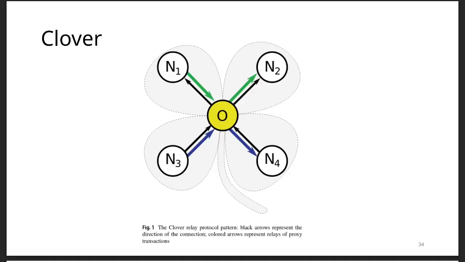Here is a diagram of how Clover works. The green arrow represents the transaction that the node has received from an outbound connection. When a node receives this transaction, it sends the transaction to another outbound connection. Similarly, in blue, a transaction is received from an inbound connection. That transaction is relayed to another inbound connection.